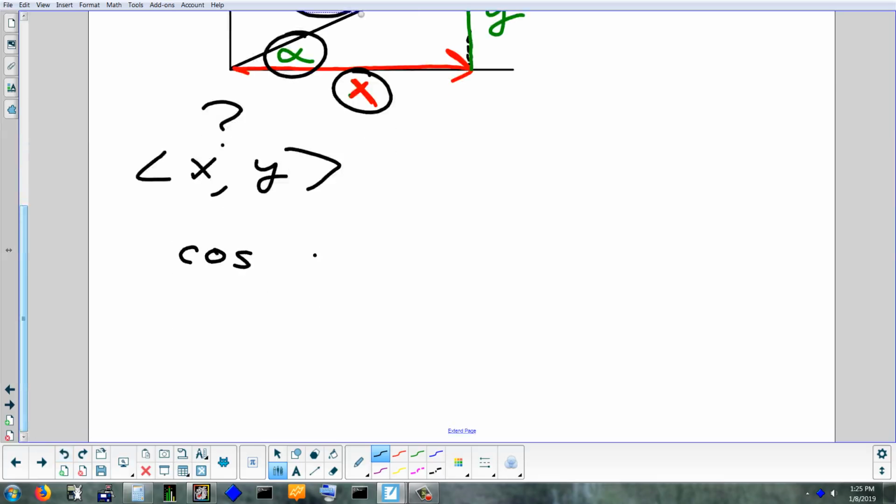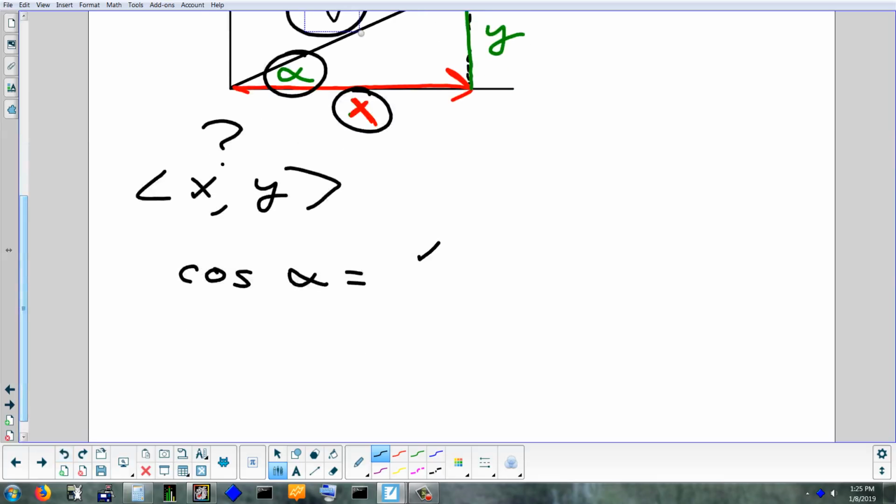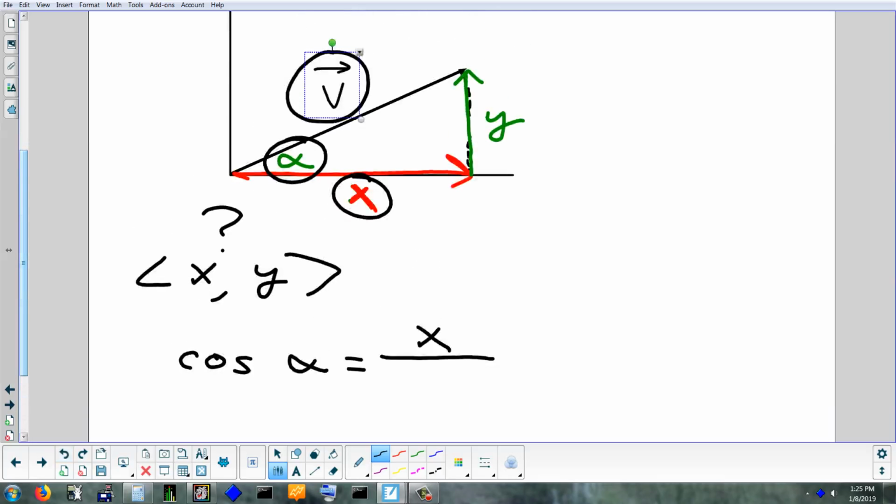So let's set up a formula for x. The cosine of my angle equals adjacent over hypotenuse. There's the adjacent. Now, when I say over hypotenuse, what do I mean? What about the hypotenuse? Like, what do we mean? Yep. You need its magnitude. We need its length. So the cosine of alpha is the length of the adjacent over the length of the hypotenuse. That's why I put these bars around it.